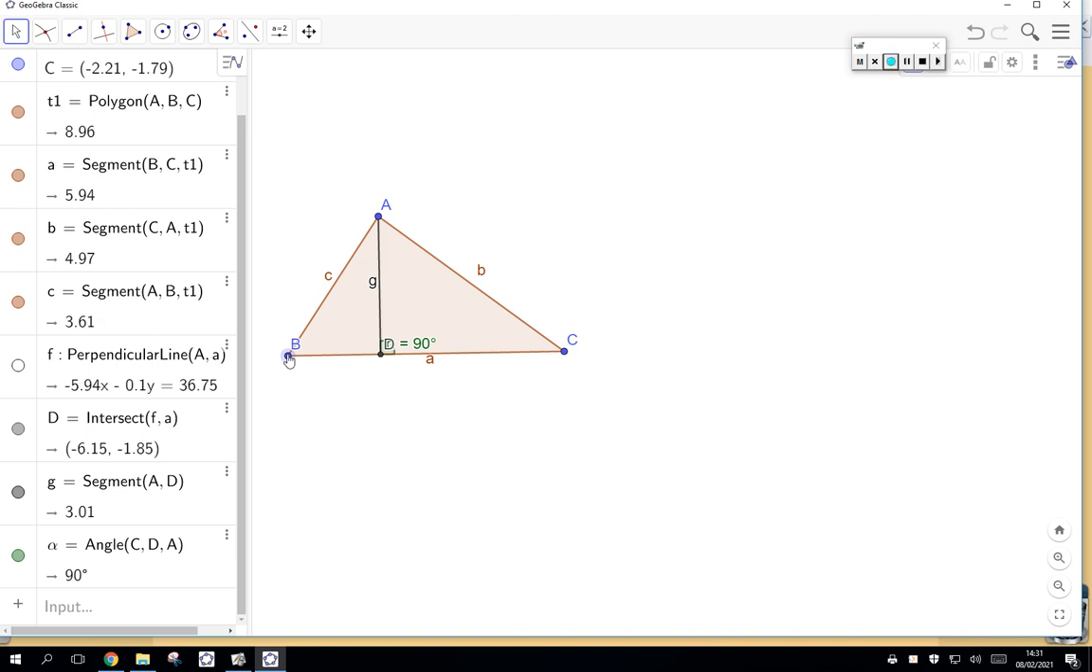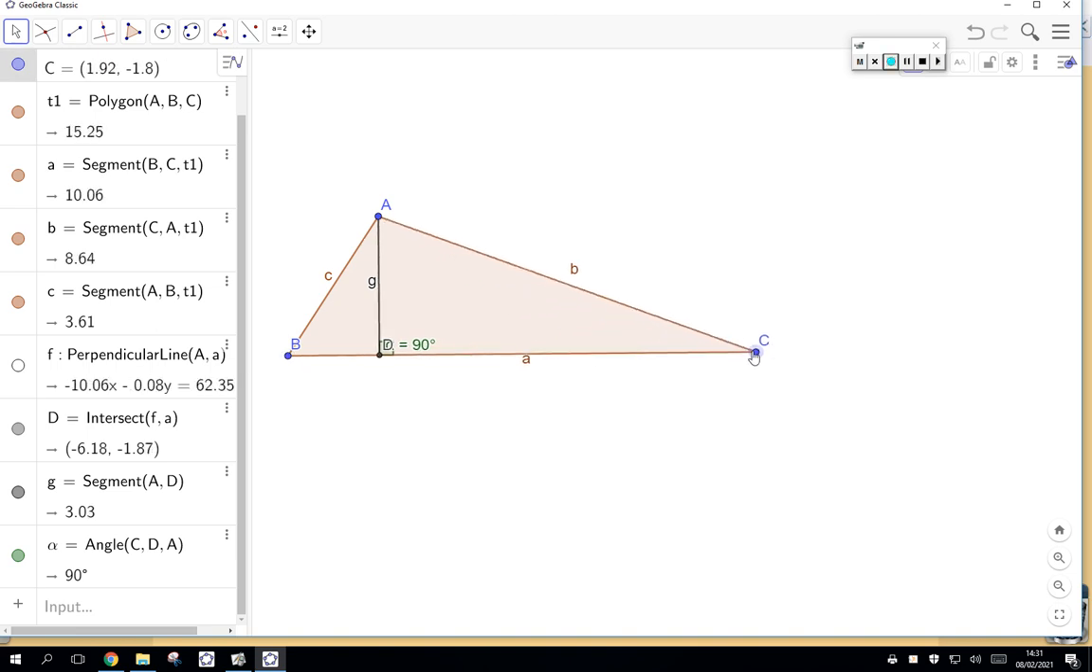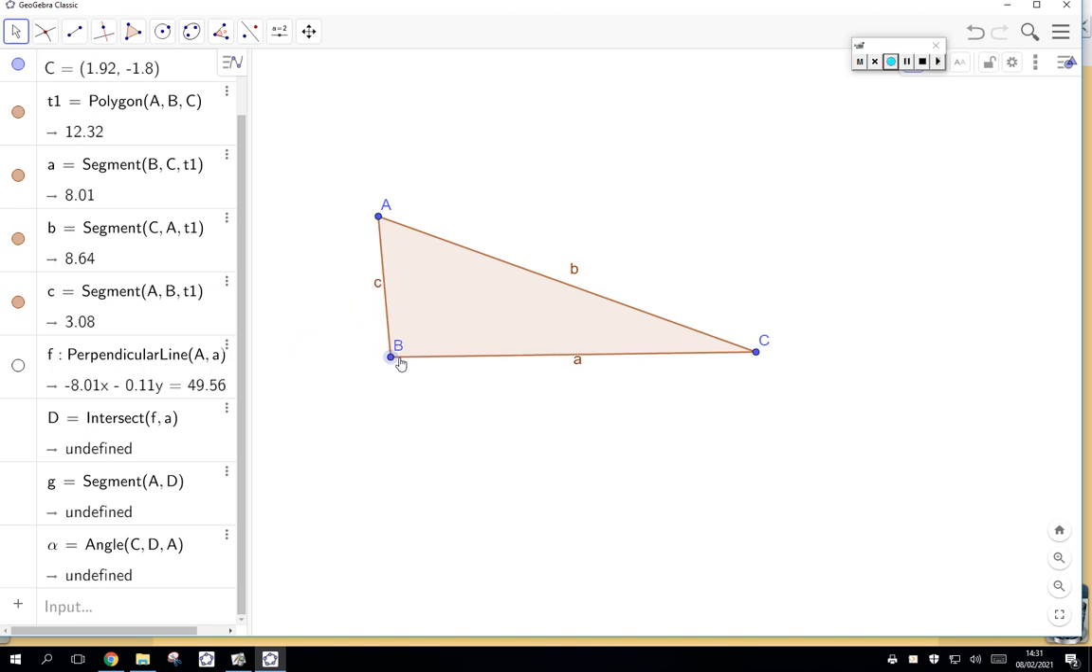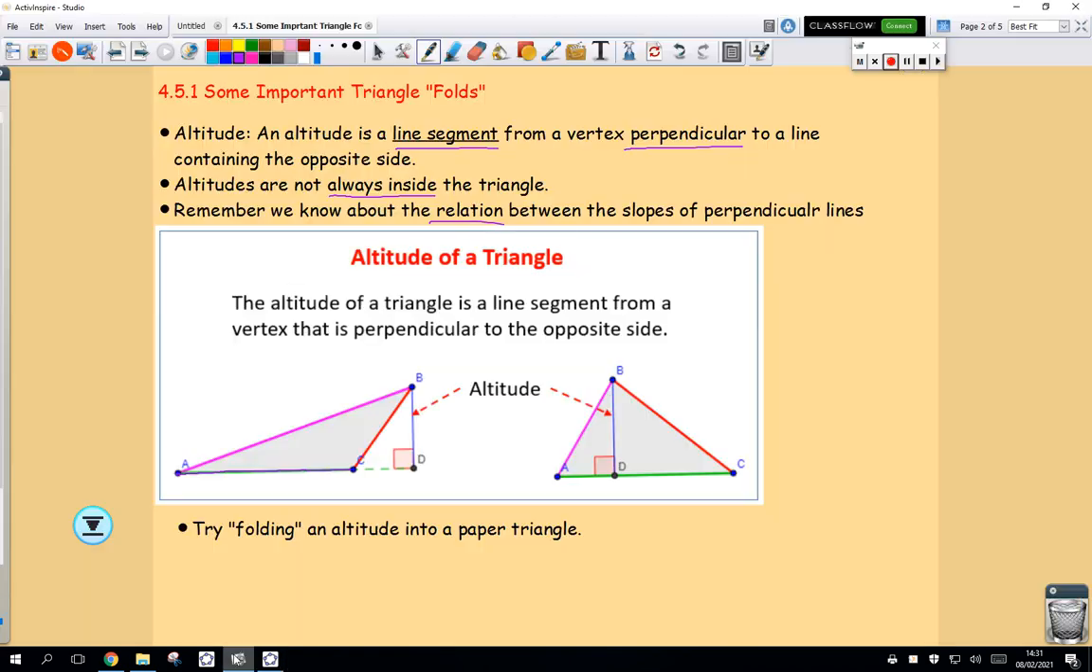vertex to any side. One thing I will mention, if I make this triangle, let me just move some of these points. If I make this triangle into an obtuse triangle, meaning one of its angles is obtuse, my kind of altitude disappears. But that doesn't mean the altitude no longer exists. The altitude goes from a vertex perpendicular to a line containing the opposite side.